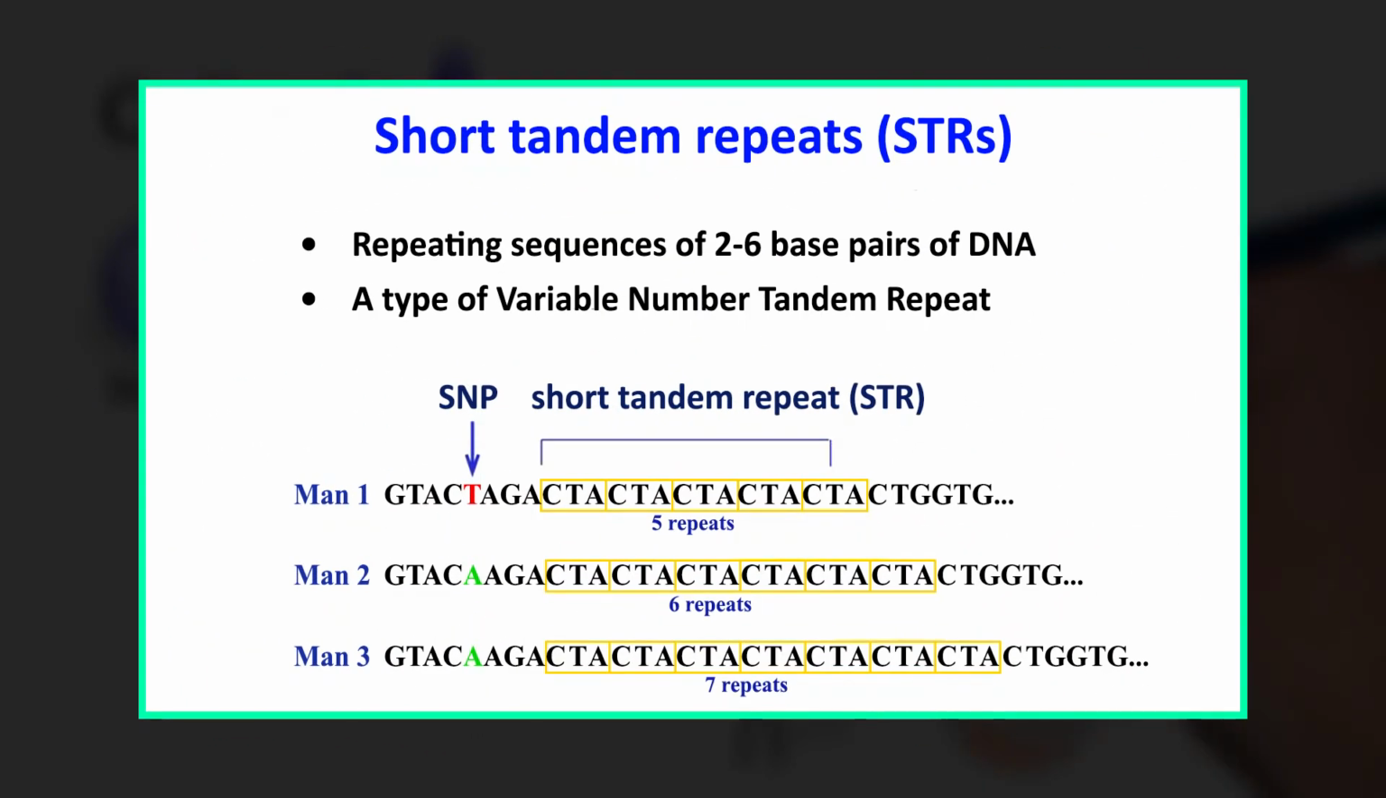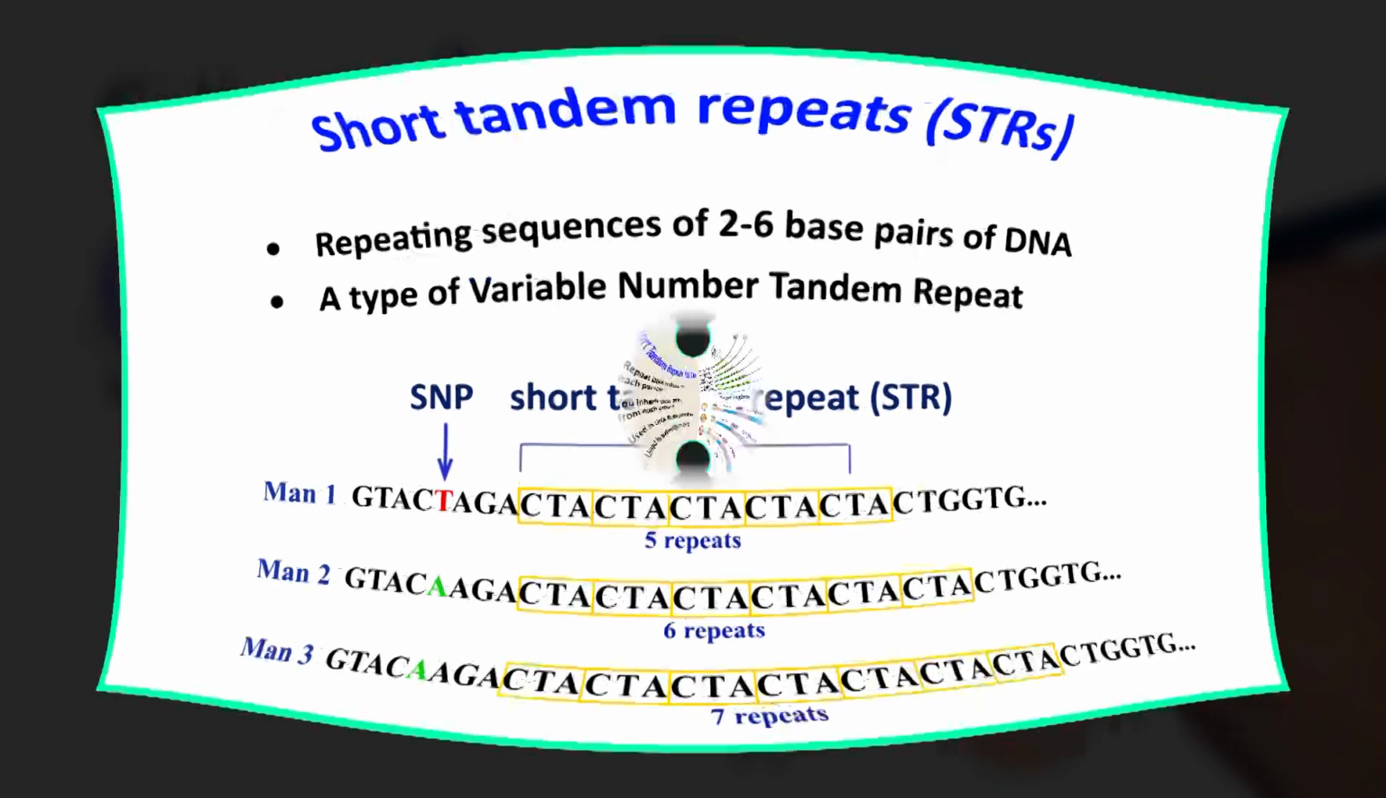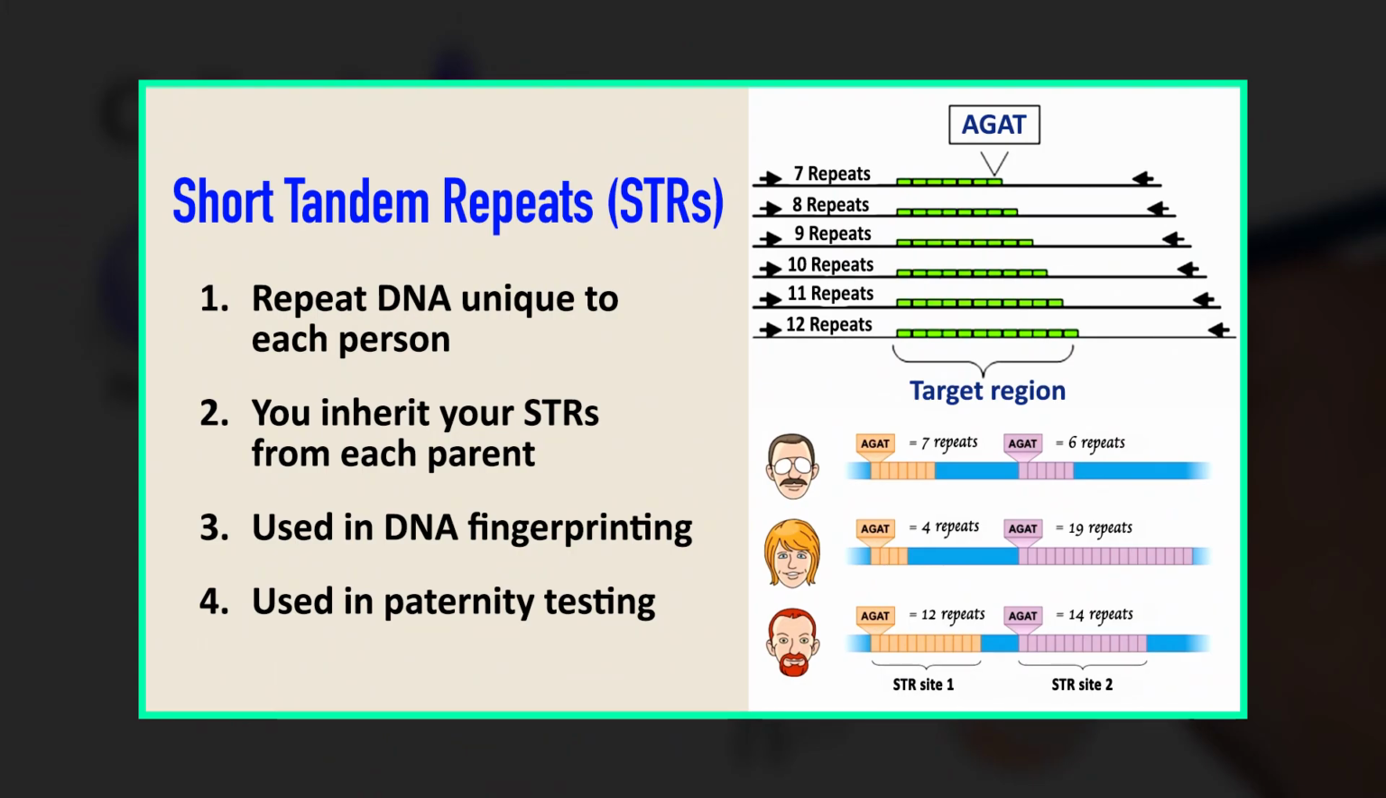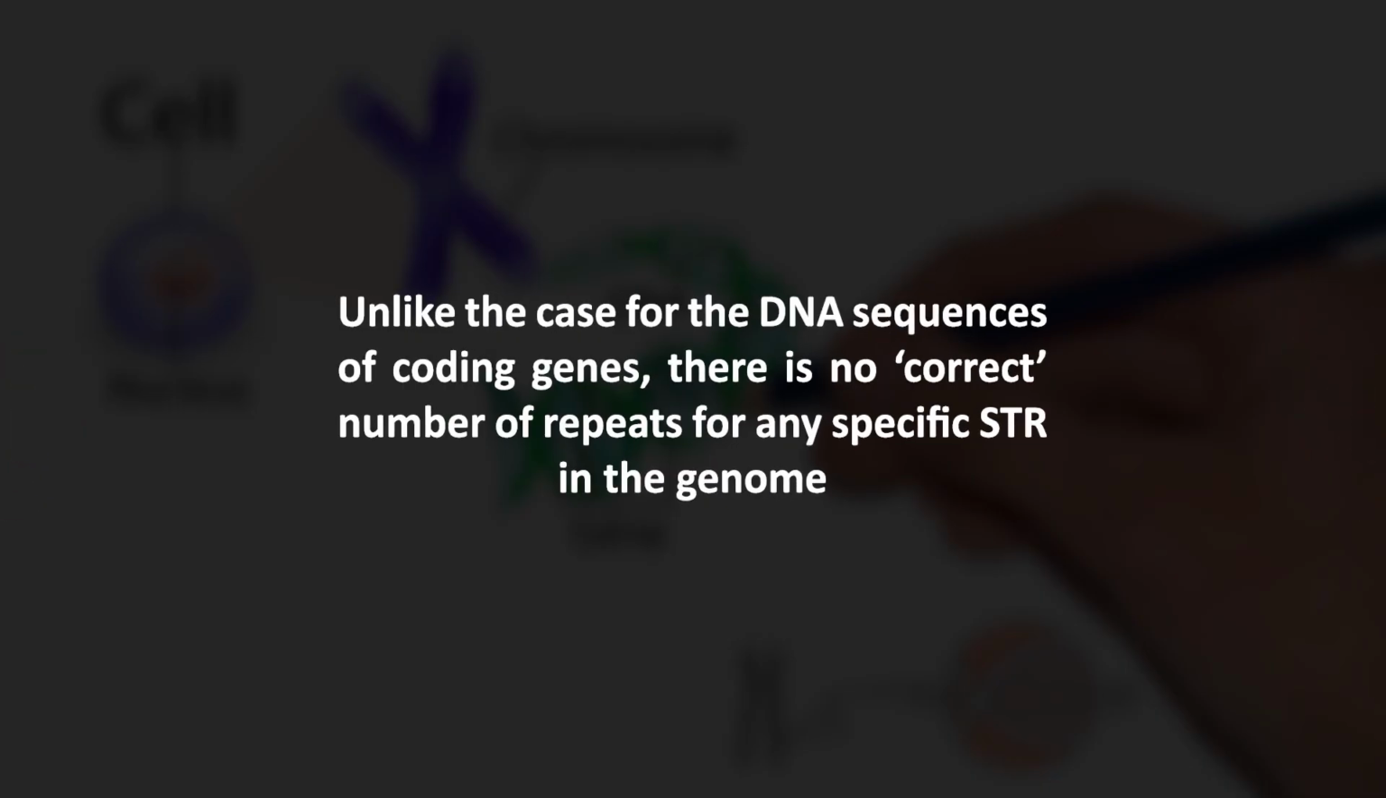Short tandem repeats are very short stretches of DNA that are repeated back to back at various locations throughout the human genome. Typically, the repeating sequence is just 2, 3, or 4 base pairs in length, and the number of copies found back to back is variable across a wide range. Unlike the case for the DNA sequences of coding genes, there is no correct number of repeats for any specific short tandem repeat or STR in the genome. They are simply areas within the genome in which variation is normal and healthy.